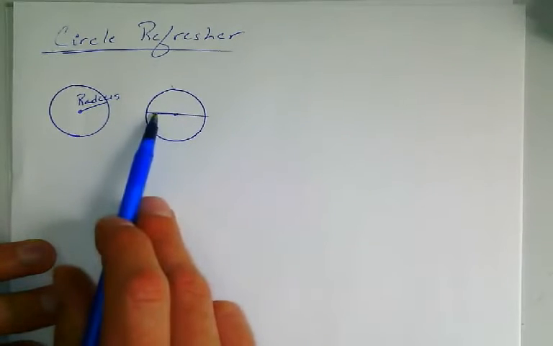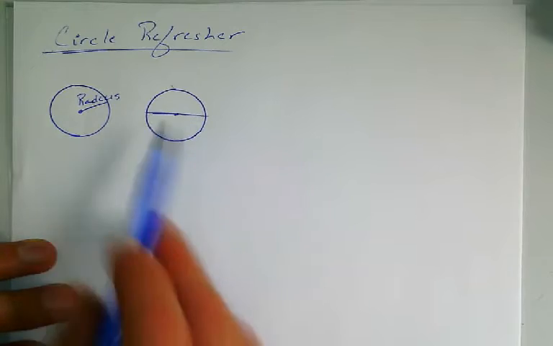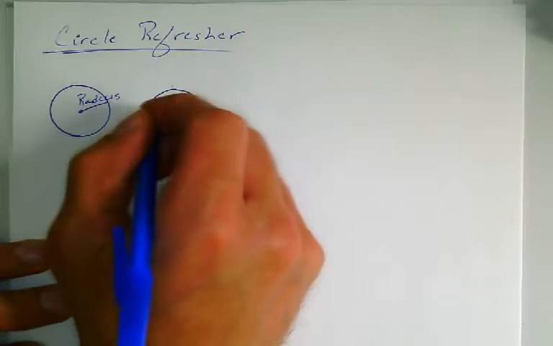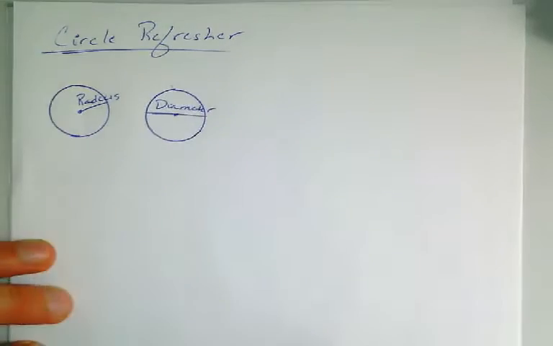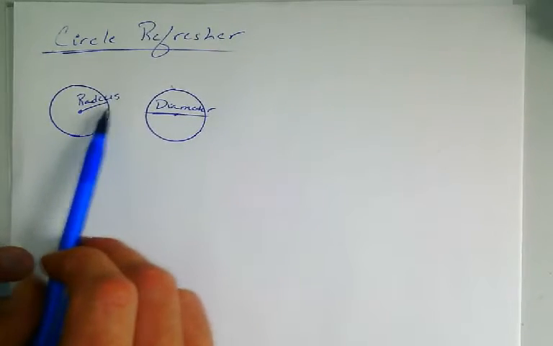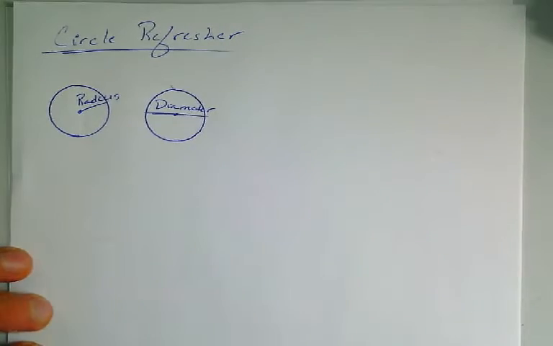This other line that goes all the way across the circle, passes through the center point, that is called a diameter. All right, and you guys already know that. Oh, my writing's too big. All right, so we have a radius, halfway across the circle, diameter, all the way across the circle.